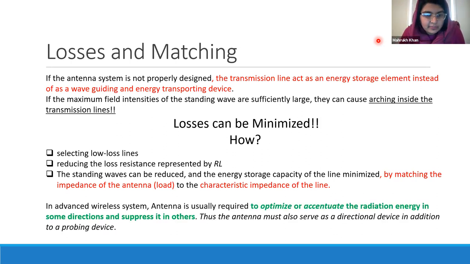In advanced wireless systems, good antenna designers try to optimize or accentuate the radiation energy in some direction and suppress it in others. If this is a directive antenna, like we are using now in most cases, it should target energy in one direction and suppress energy in others. That's how we will know that it's a directive antenna. Suppressing energy in other directions means there are side lobes which we want to suppress. In that case, the antenna will act as a directional device, which can direct energy in some particular direction.